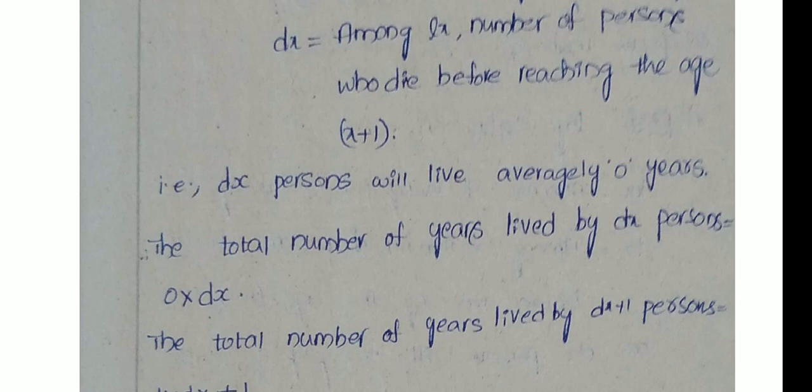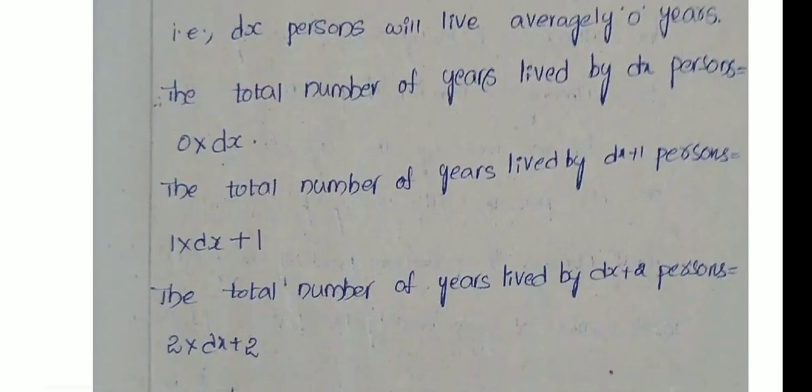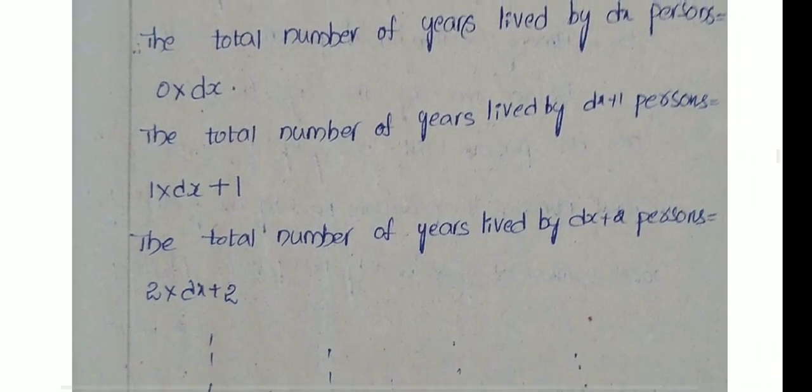The total number of years lived by dx persons is equal to 0 into dx. In a similar fashion we can write dx plus 1. That means dx plus 1 complete 1 year, then in the second year they will die. 0 to 1 year they will live, after 1 year they will die. So between the ages 1 to 2 years, we take it as 0. So it is nothing but the total number of years lived by dx plus 1 is equal to 1 into dx plus 1.